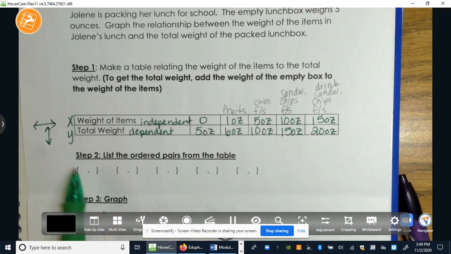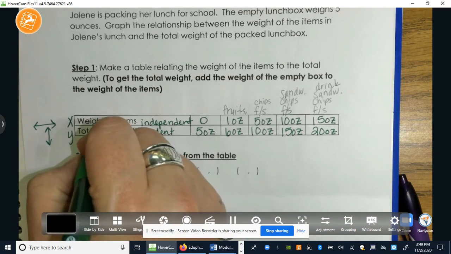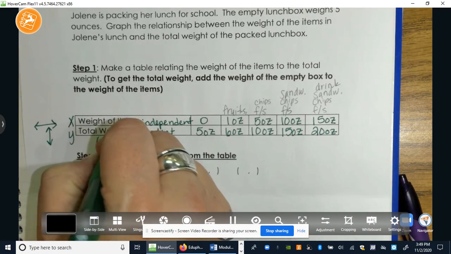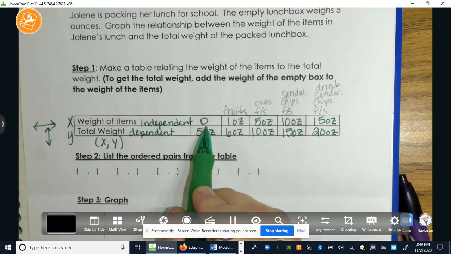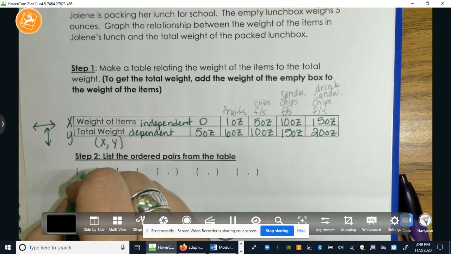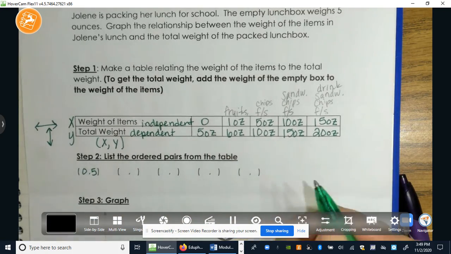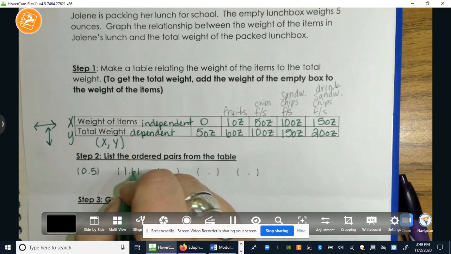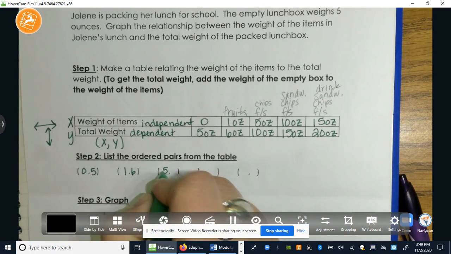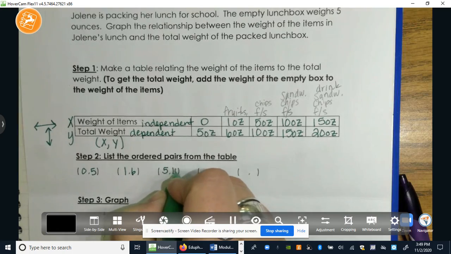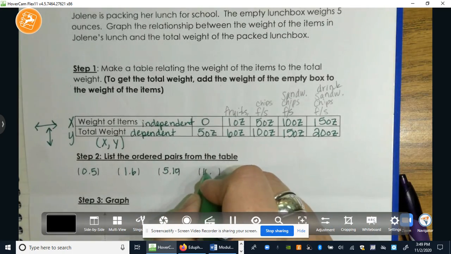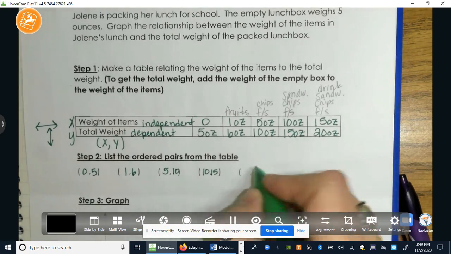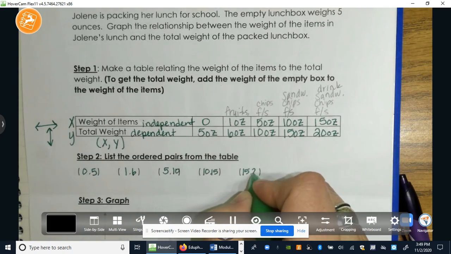So in an ordered pair, we have X, then Y. So let's write our ordered pairs, X, then Y. So looking here, we have 0, 5; 1, 6; 5, 10; 10, 15; and 15, 20.